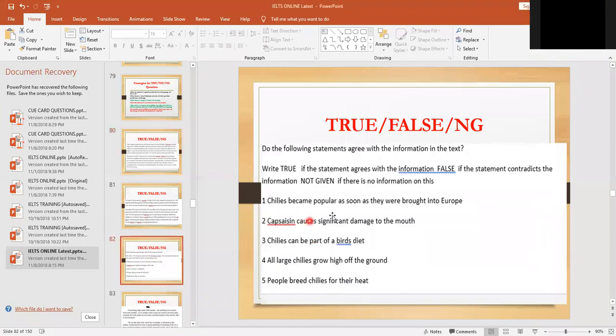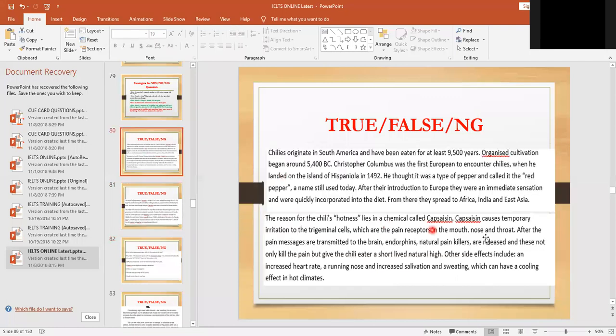The question is, it causes significant damage to the mouth. And the passage is saying, causes temporary. That was the one that was changed that made it false. Temporary is not something significant. It is something that will go away.